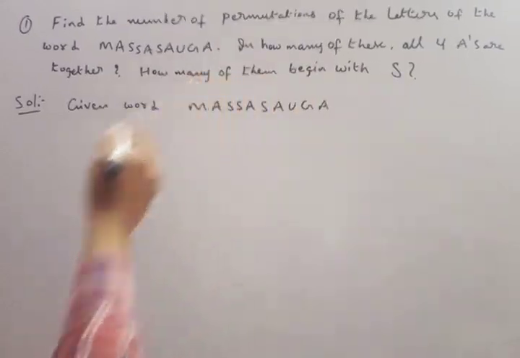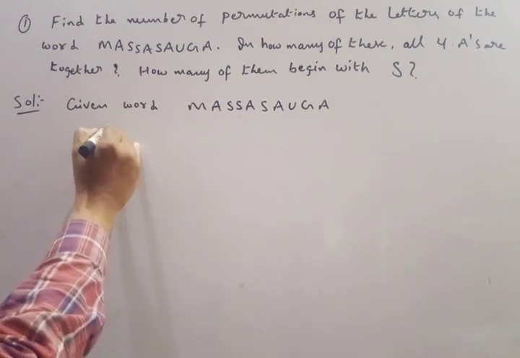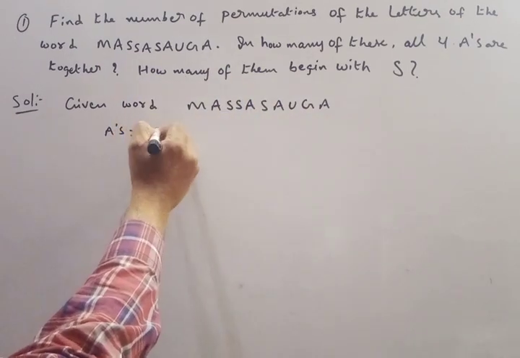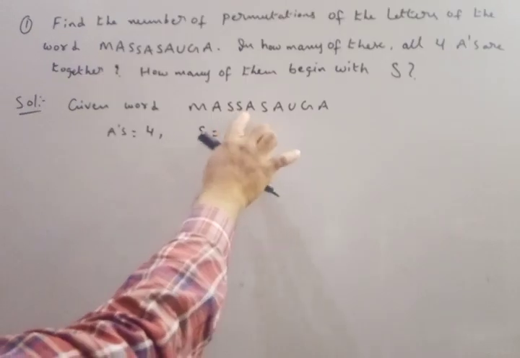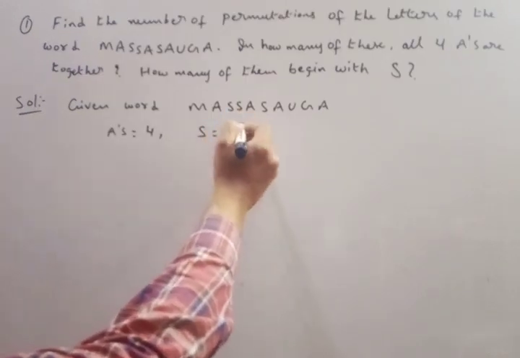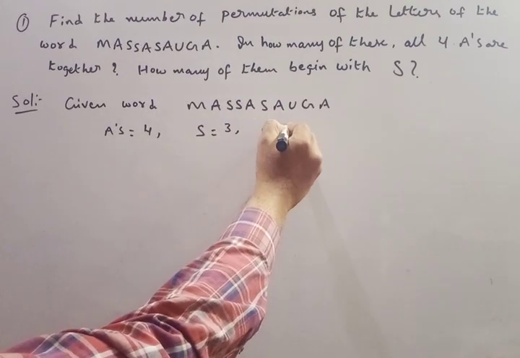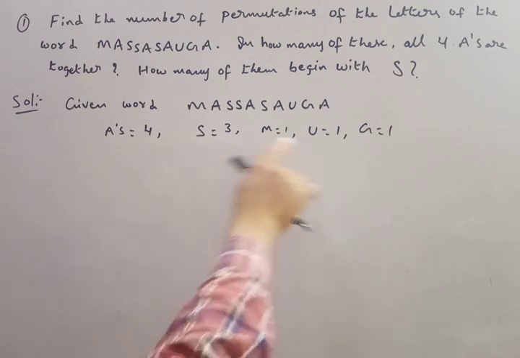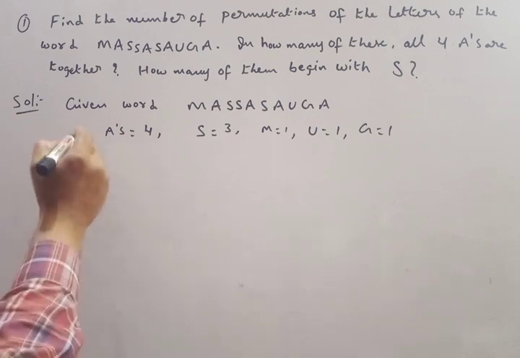The given word is MASSASAUGA, correct? So in this word, how many repeated letters are there? A's: 1, 2, 3, 4, correct? A's are 4. Then S's: 1, 2, 3. Then M is 1, U is 1, and G is 1. So total how many letters are there? 10 letters.